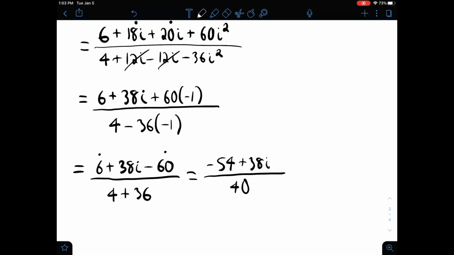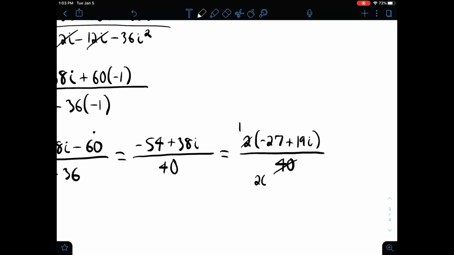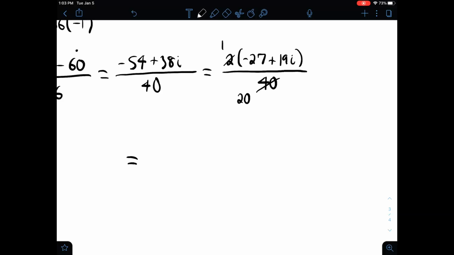Okay, and now we're almost done, but what I would probably do here is try to pull out a factor, a GCF basically, out of the top if we're able to. These are all even numbers, so I'm going to pull out a 2 on top. When we divide everything by 2, we're going to get negative 27 plus 19i over 40. And now when we pull out a GCF, we can cancel or reduce fractions on the top and bottom. So 2 goes into 2 one time, 2 goes into 40 20 times. So this is going to be equal to negative 27 plus 19i over 20.